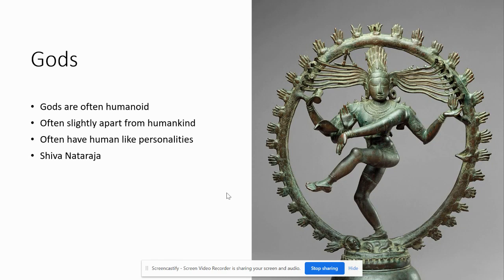So we're going to see that they are human-like, but they are often set apart from the rest of humankind. Now, they often have human-like personalities. And again, we're going to see this in ancient Egypt, in ancient Greece. You can see this also in the Shiva Nataraja that we see right here. And I'm probably going to have you watch a video on this particular god either today or in the following weeks.